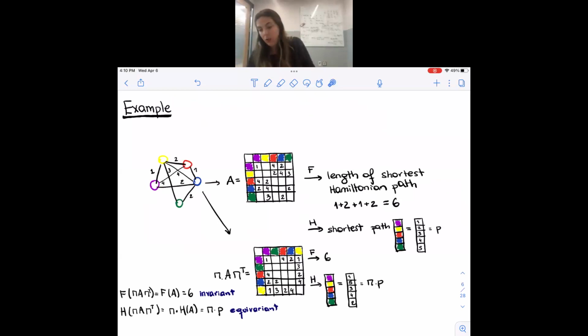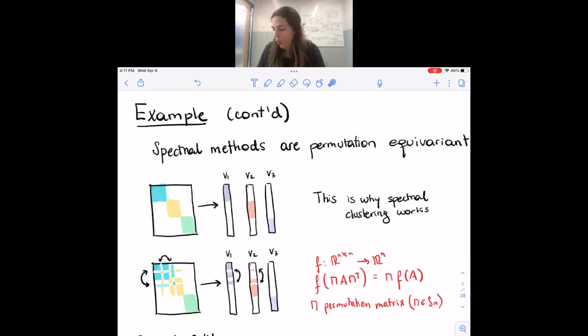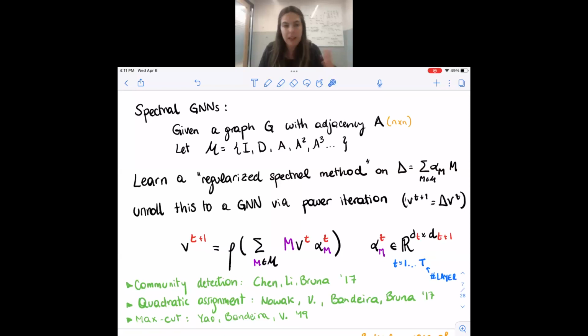So the idea is that we want to parameterize the functions that have those properties. One example of functions that have these properties are spectral methods. If we have a graph or a matrix written like this, then if I take the eigenvectors of that matrix, these eigenvectors have the property that if I apply a permutation in rows and columns, the eigenvectors have the same permutation applied. And that justifies algorithms like spectral clustering. And you can use this idea to define some form of graph neural network that is different from the message passing idea that I told you earlier, but also has this equivariant property.